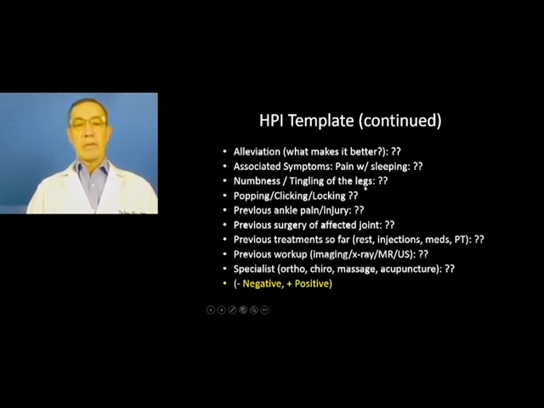Is there any tingling or numbness? Is there popping, clicking? Have they had a previous injury? Have they had surgery to that affected joint? How have they treated it so far?